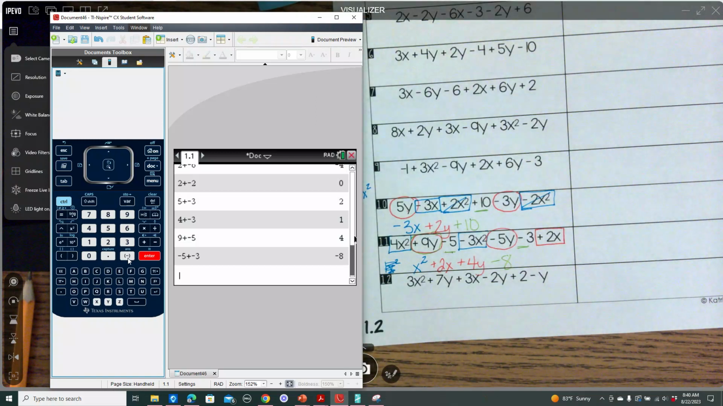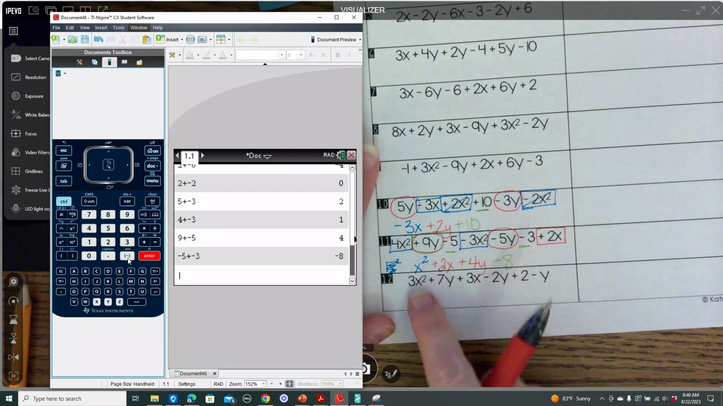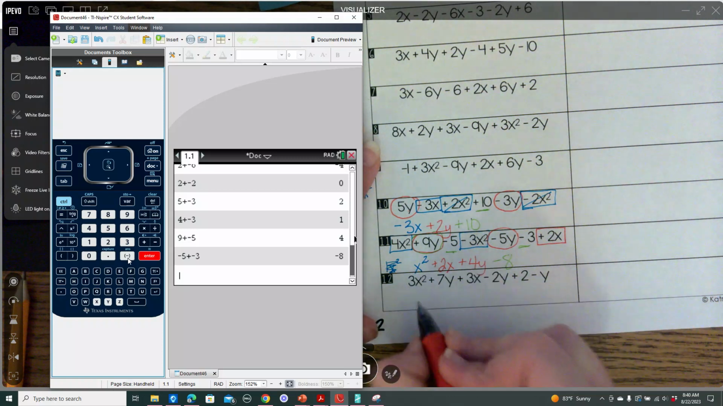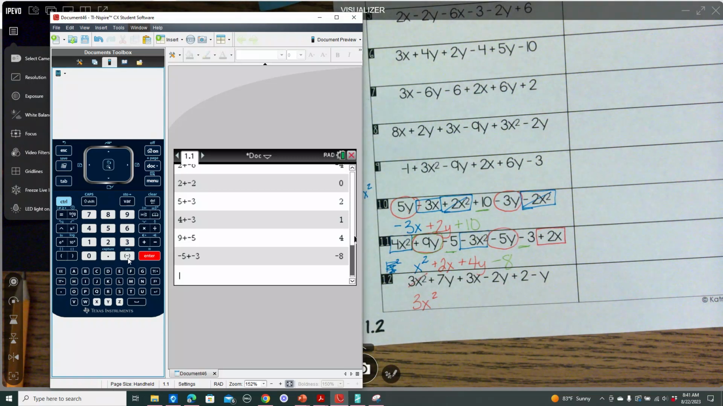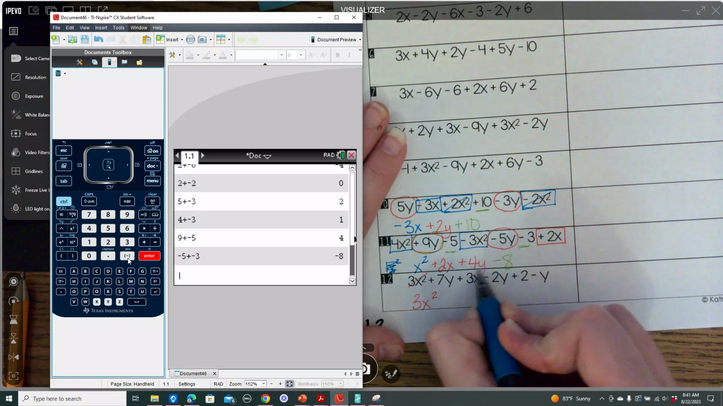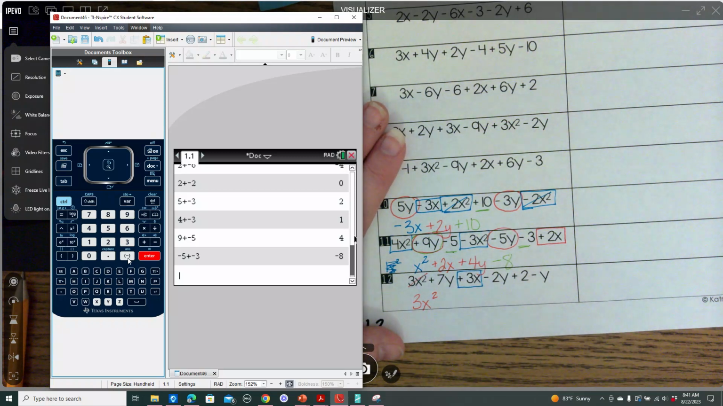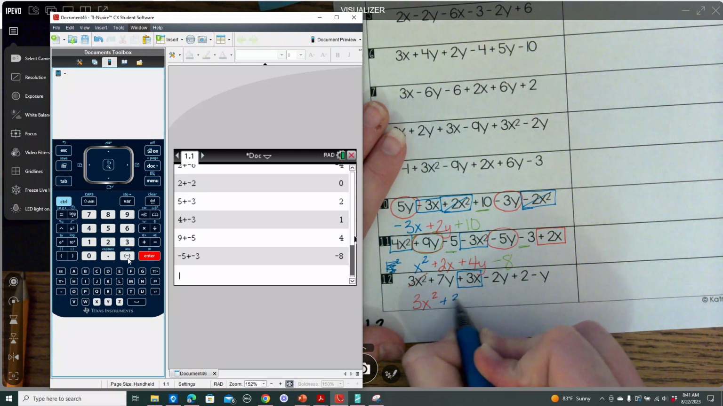And then last one here. So anytime I see exponents, that's always where I go first. So I've only got 1x squared here, so I'm just going to write it down. So I've got 3x squared, and then I've only got 1x, so plus 3x.